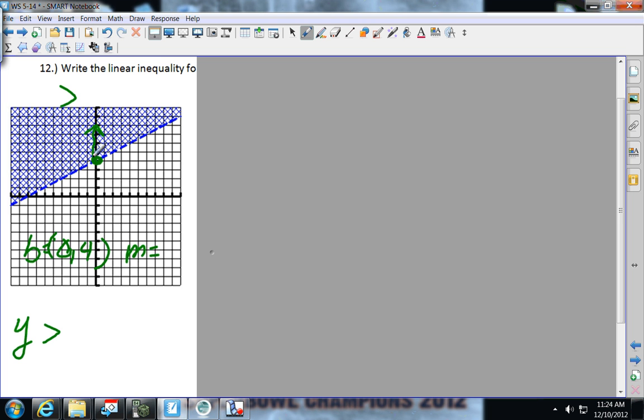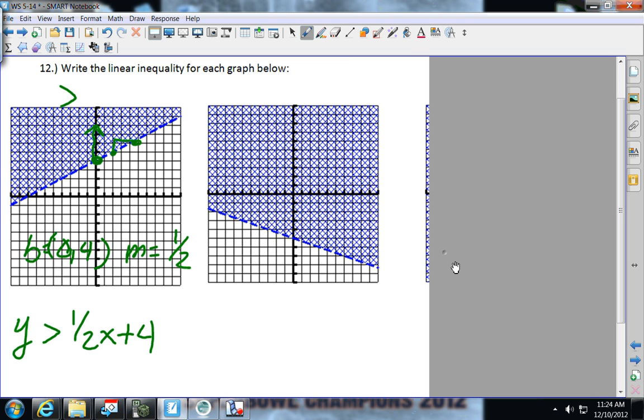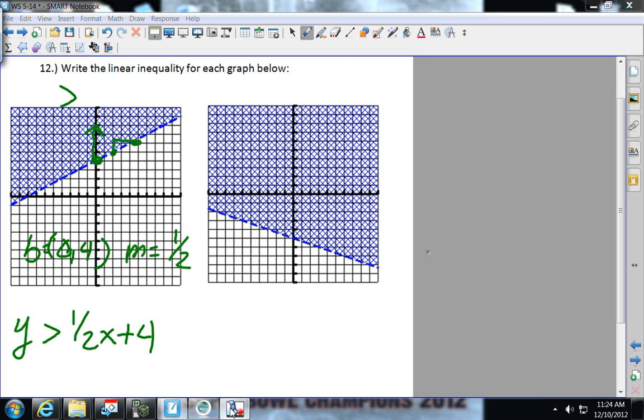Now my slope. Let's see. I'm going to go up 1 and over 1. Nope, I need to go over more. Up 1 and over 2. Let's try it again. Up 1 and over 2. So I have 1/2 x plus 4. That would be my inequality. Try the next one.